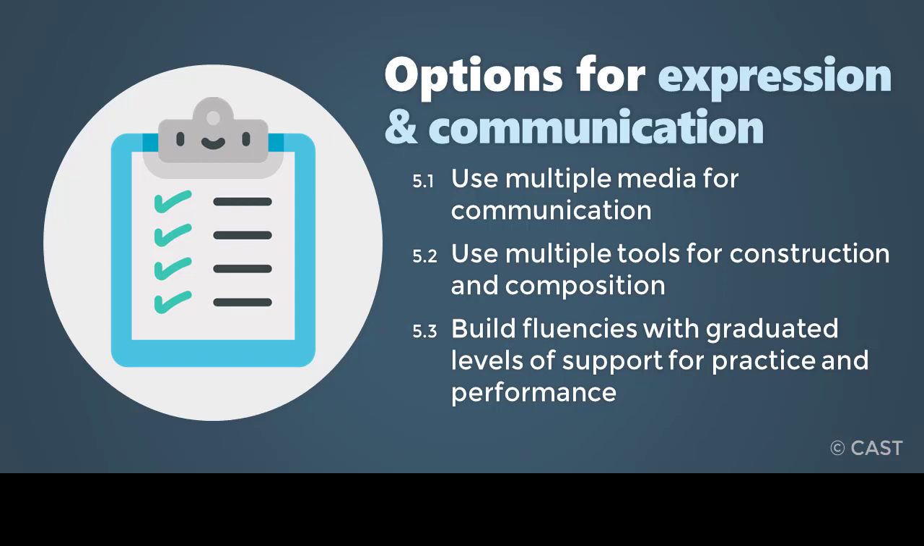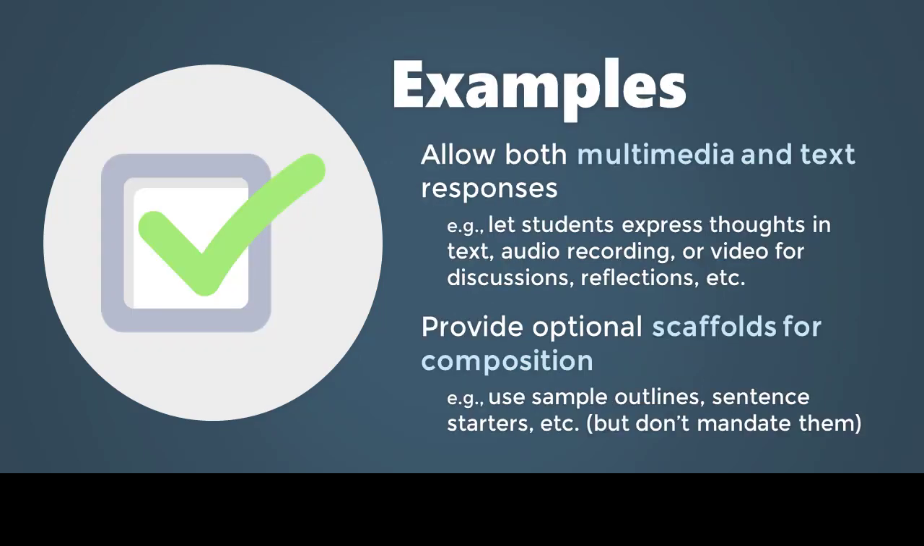On to our next clipboard checklist, providing options for expression and communication. First, use multiple media for communication. Second, use multiple tools for construction and composition, which has to do with the fact that learners can be different in how we put together meaning, how we draft our communications. So provide tools that allow people to do that in different ways. Lastly, build fluencies with graduated levels of support for practice and performance. And that has to do with scaffolding student learning, offering support options for students who need it to adequately communicate their learning.